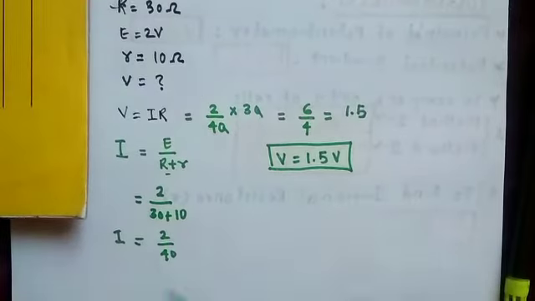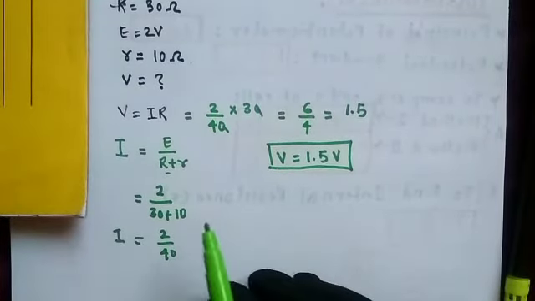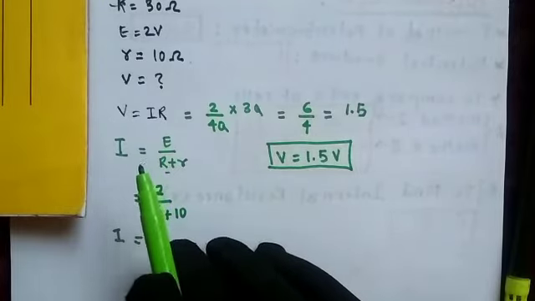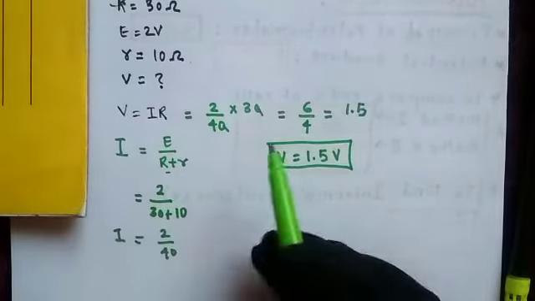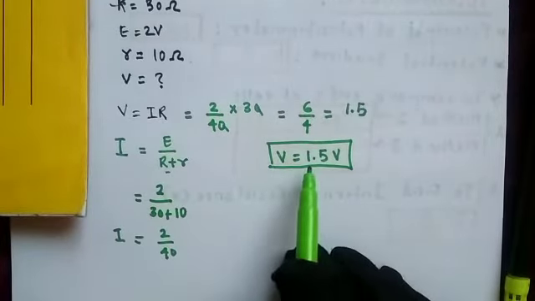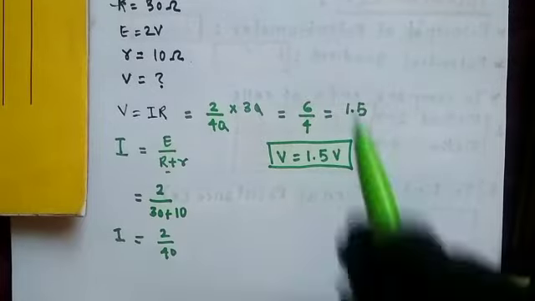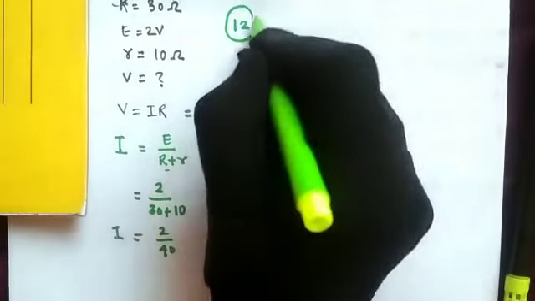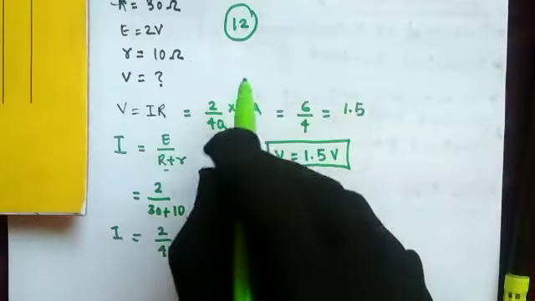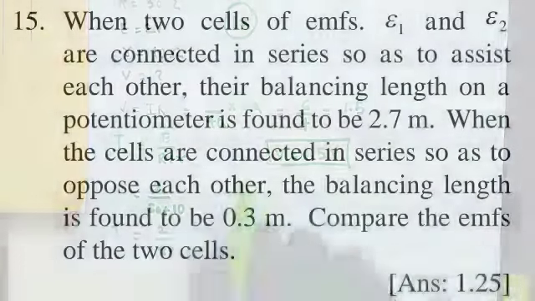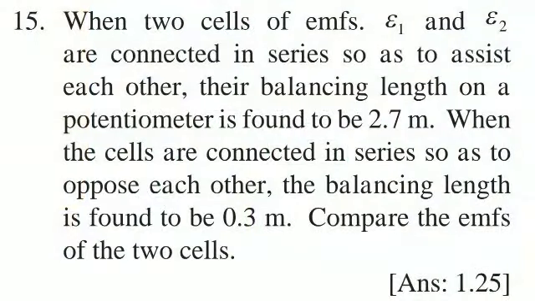There may be thousands of ways of solving this numerical, but you have to remember the formulas. Formula will remain the same, method may differ. So this is how we can calculate the voltage. It is 1.5 volt. So this is numerical number 12 given in the backside of your textbook, unsolved numerical number 12. After numerical number 12, numerical number 13 and 14 are quite easy.